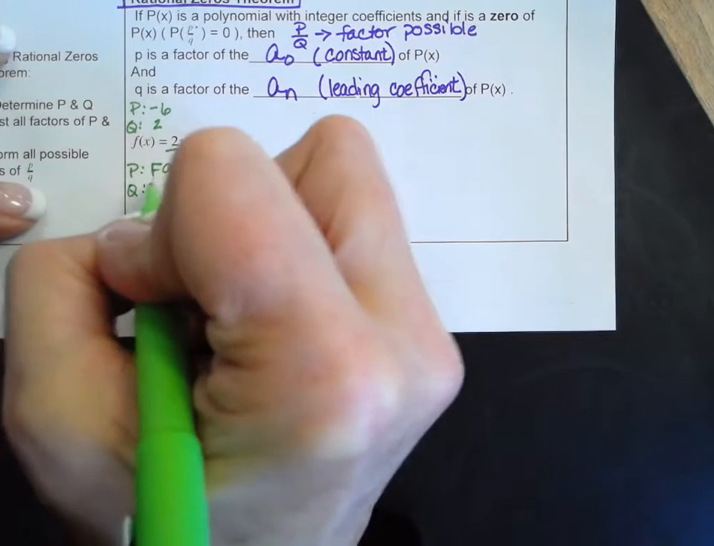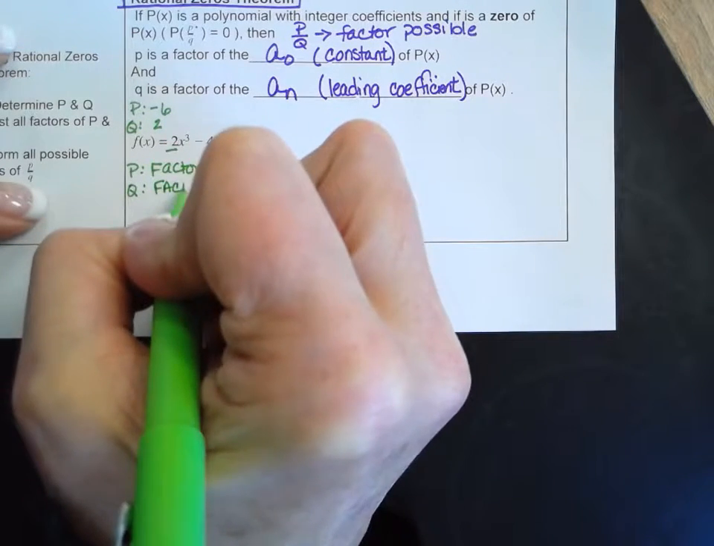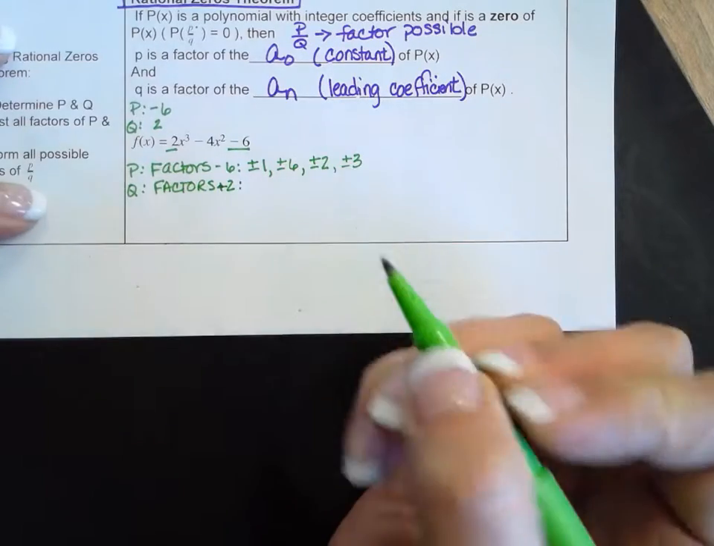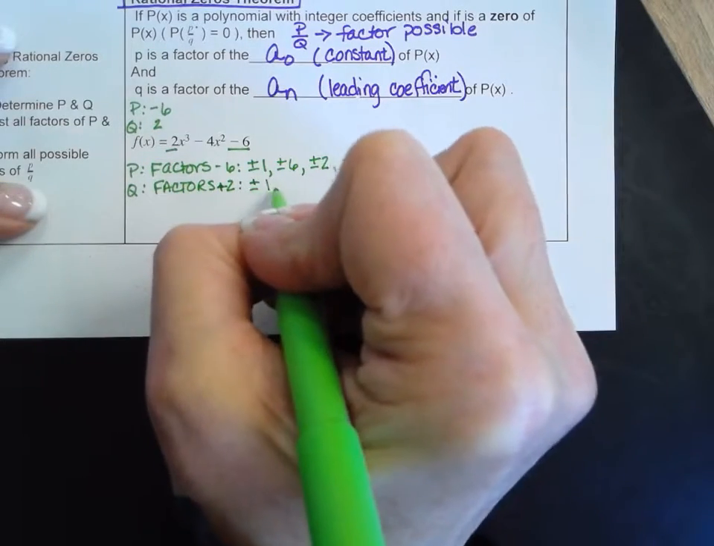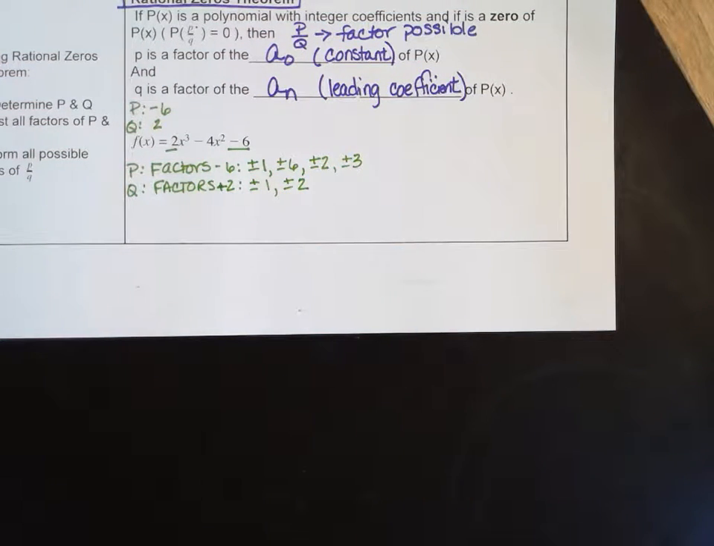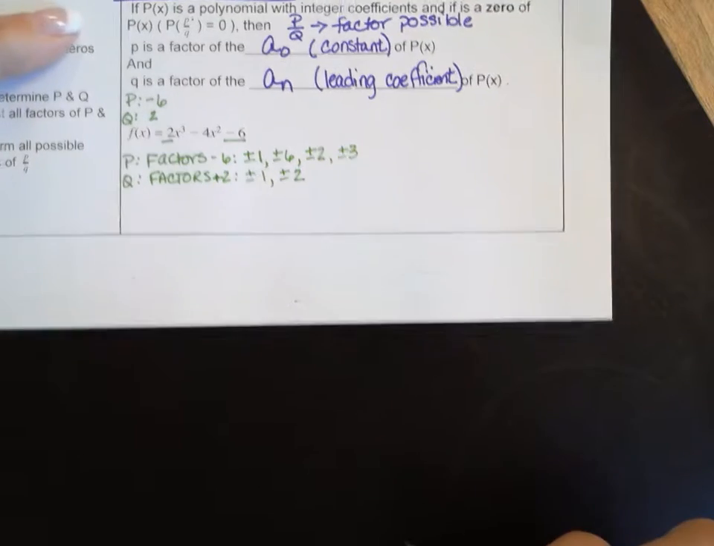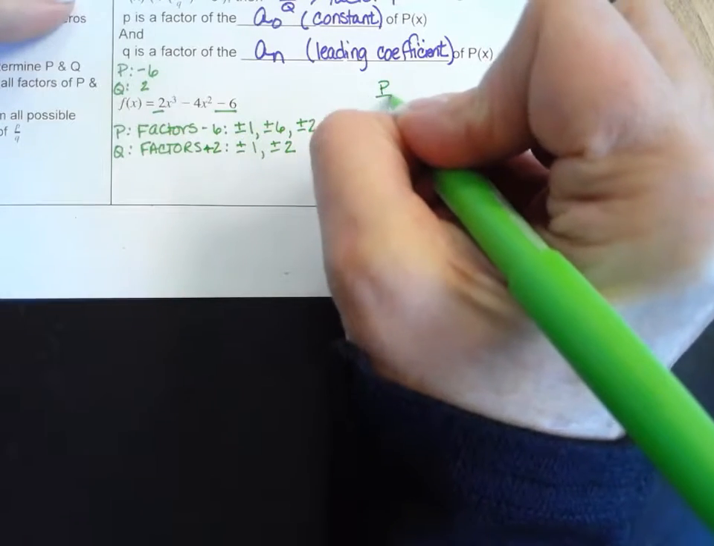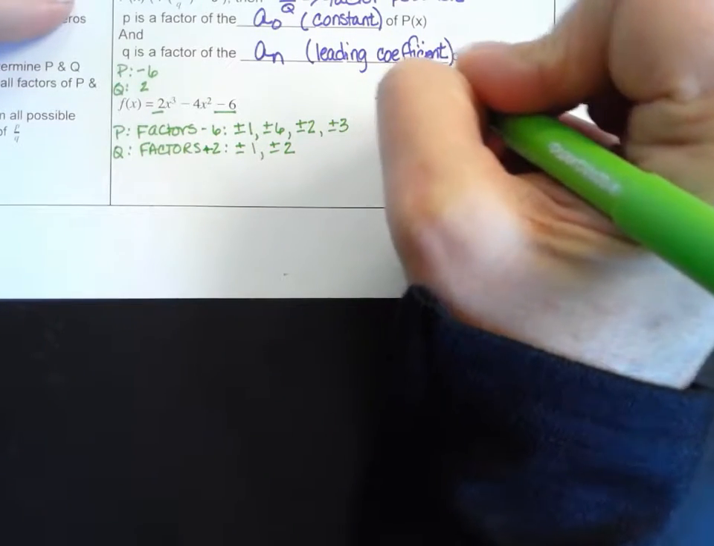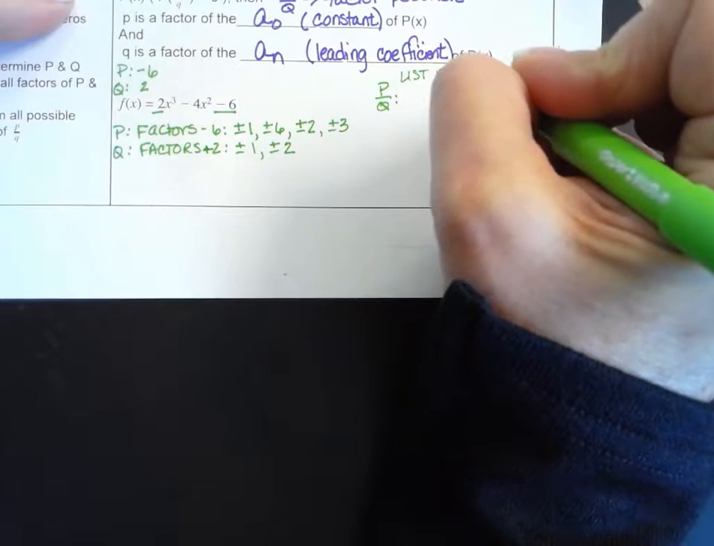And then I do the same thing with Q. My factors of positive 2 is going to be plus or minus 1 and plus or minus 2. Good? Alright, this is the putsy part. P over Q. You list all possible combinations.